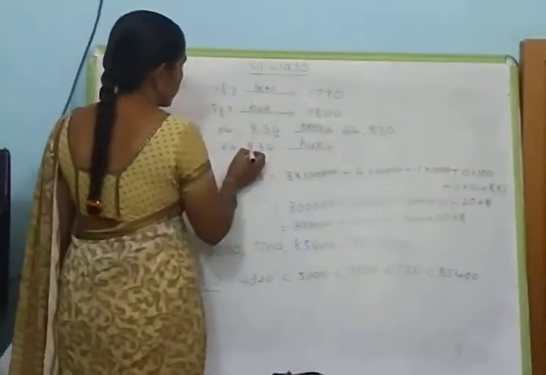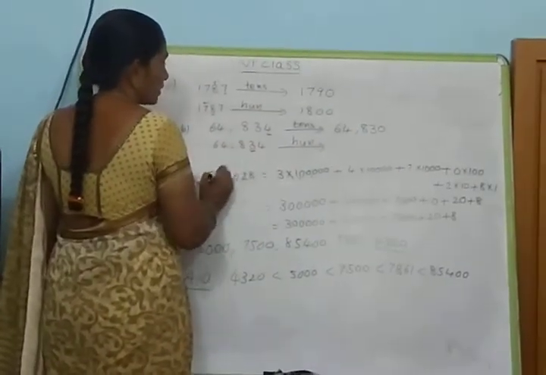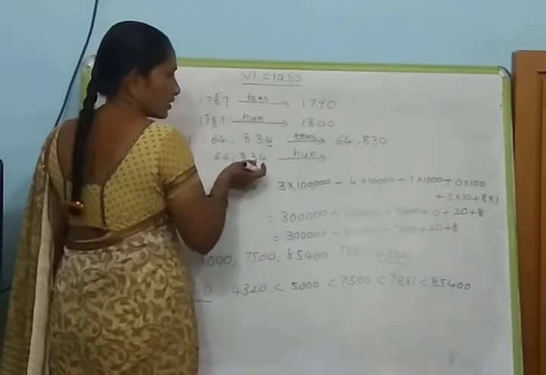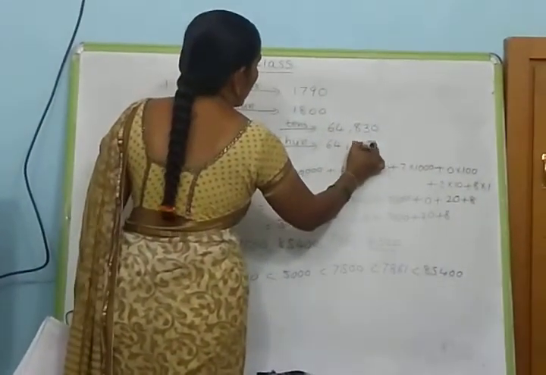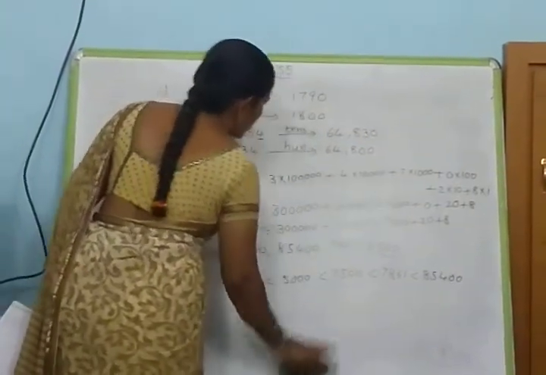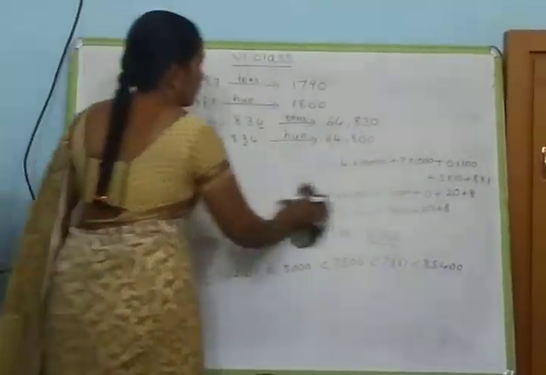Same number if you round off to the hundreds place, you have to see the tens place. Here the tens place is also less than 5. So no need to add 1 to the hundreds place, and make the tens place and ones place 0. So what you will get? 64,800.